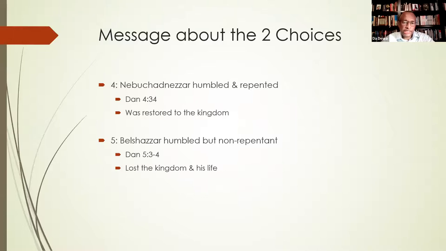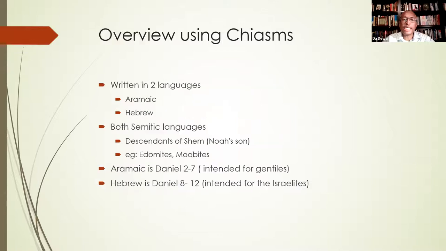So the central message that God is telling us here is that we have two choices. We are where we are, but if we are humble and we repent, we will be restored to God's kingdom, and he will take care of us. But if we are proud and unrepentant, we will lose both our lives and we will lose the kingdom. So this is a not-to-miss message that God has for us in the book of Daniel. So that's the chiasm of the book of Daniel with the main message.